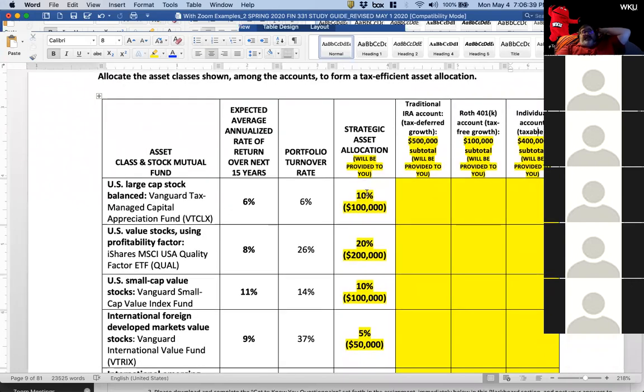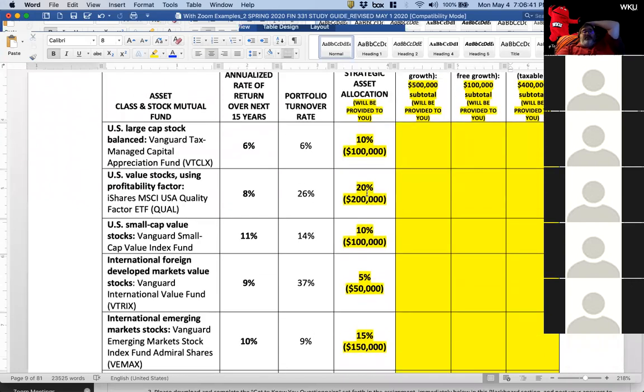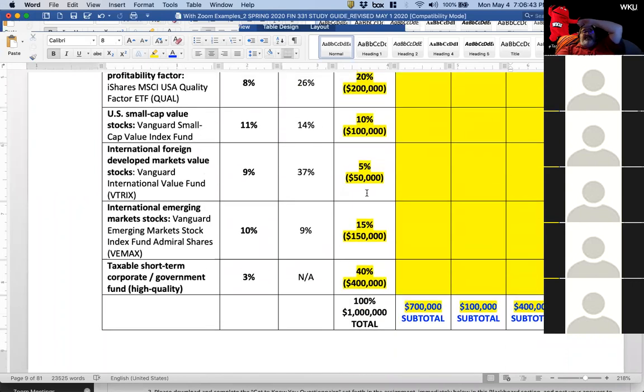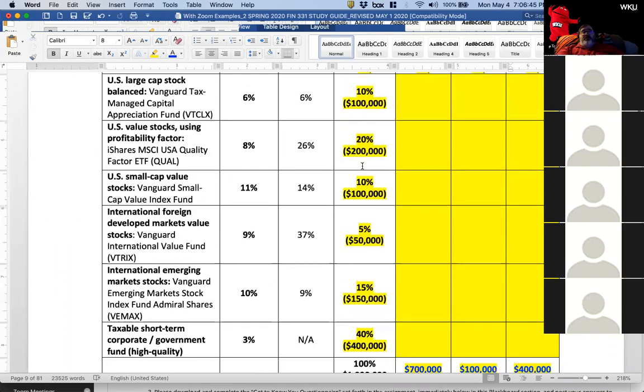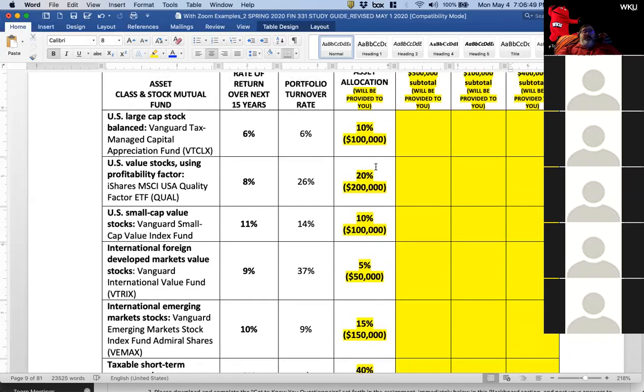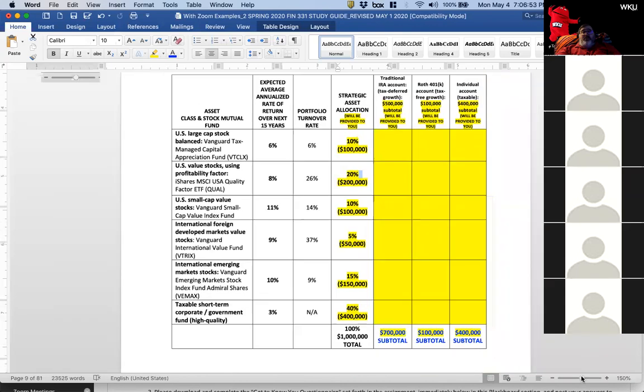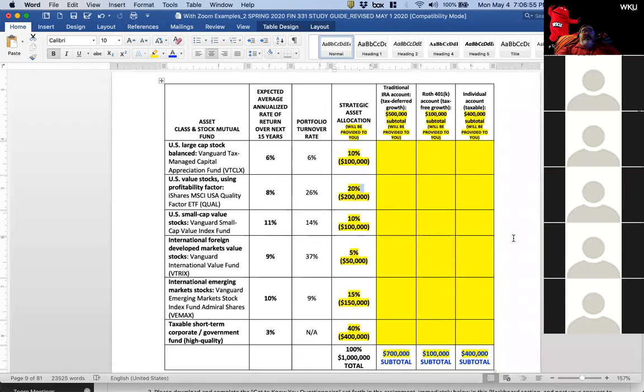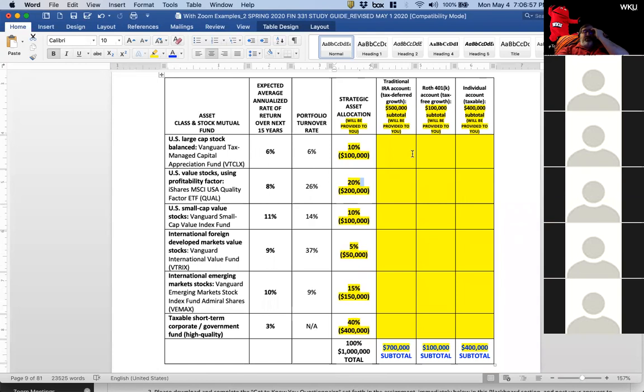I changed the asset allocation here as well from the morning, so everything adds up to 100% here. We have to figure out where to put things. I am going to make this a little bit smaller so we can see everything on one page. I hope you can see the screen here. All right. Let's go through the steps.